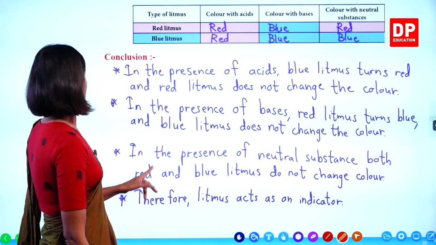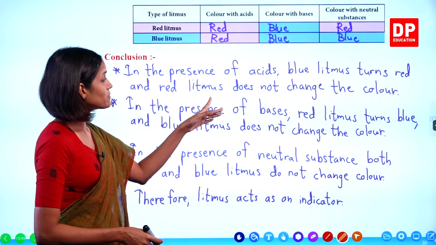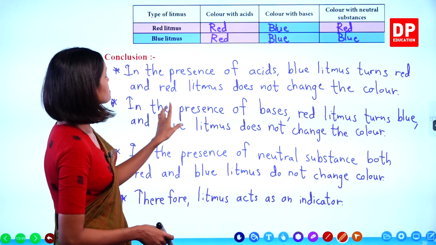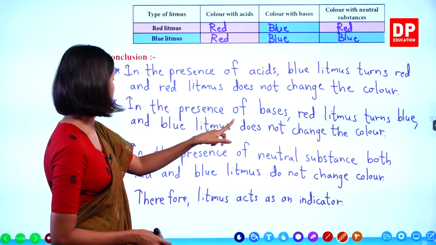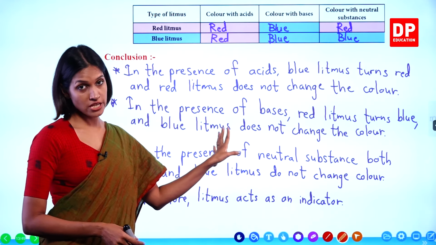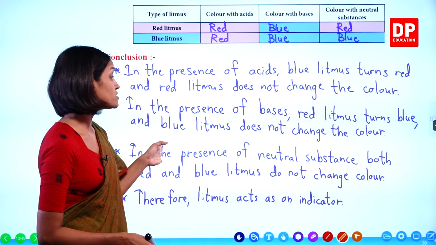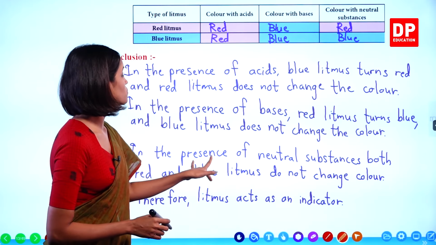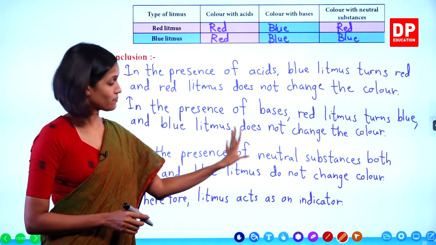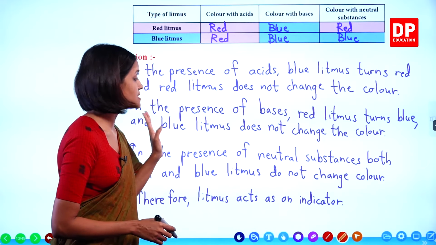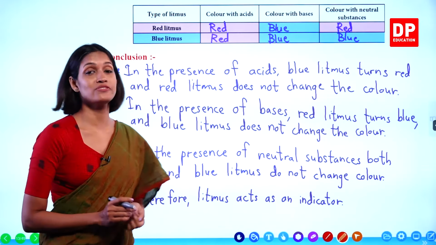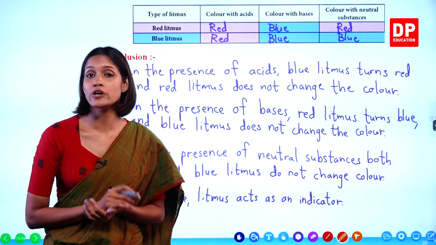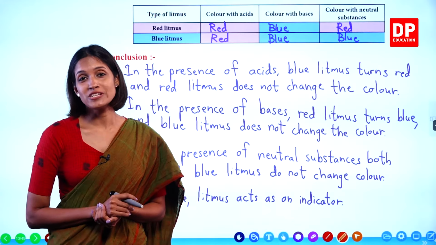Okay, children. So in the presence of acids, blue litmus turns red and red litmus does not change the color. And in the presence of bases, red litmus turns blue and blue litmus does not change the color, right? In the presence of neutral substances, both red and blue litmus do not change the color, right? Therefore, litmus acts as an indicator. So after doing this activity, it's very clear blue and red litmus can be used as indicators in order to identify acids, bases and neutral substances.